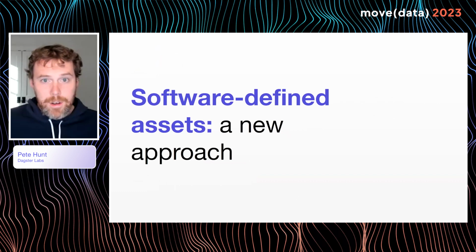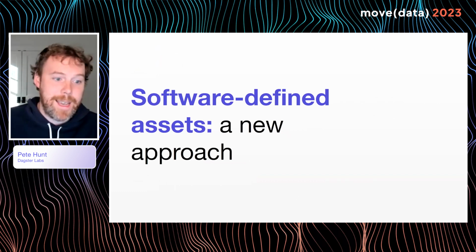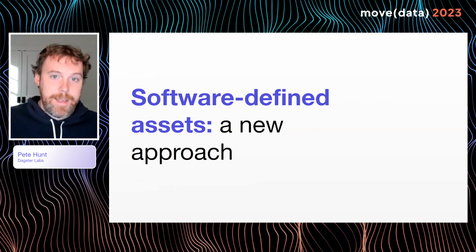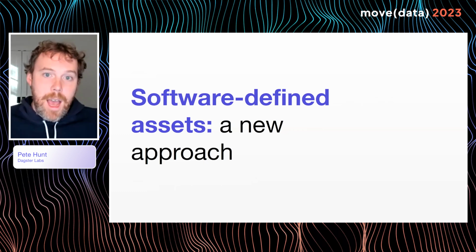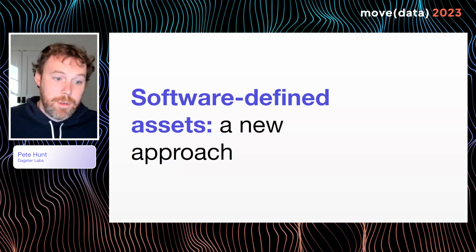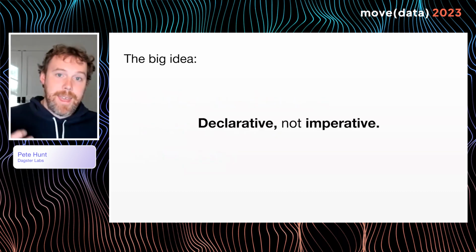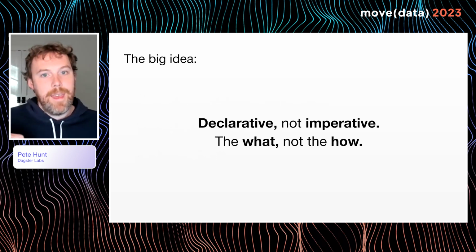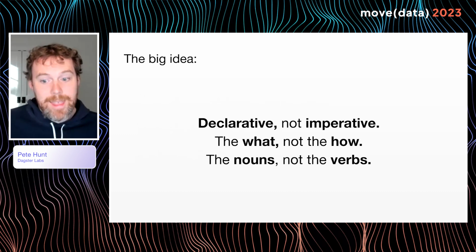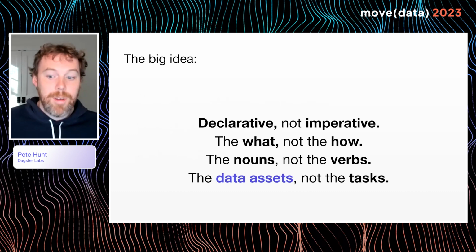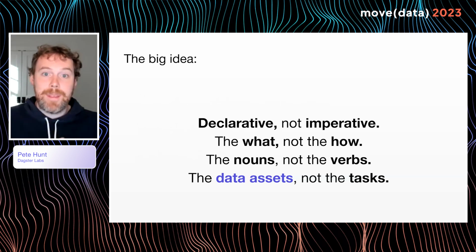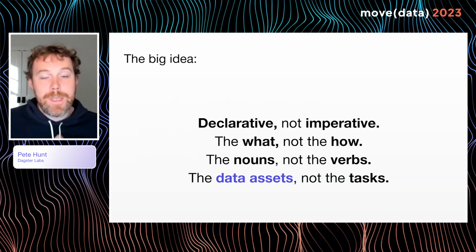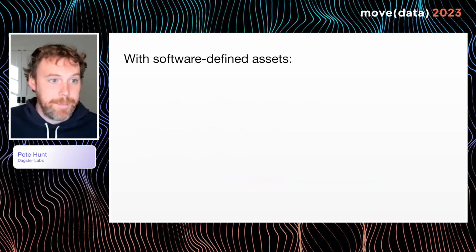So I'd like to present a new way of thinking about the problem that we call software-defined assets. And we really came up with this idea a year or two ago, and we've seen adoption throughout the industry, with Dagster and in other tools as well. So the big idea is to think about the problem declaratively, not imperatively. Said another way, think about the what, not the how, the nouns, not the verbs, or the data assets rather than the tasks. So thinking about the outputs, the thing that we're actually producing rather than the task that produces it, opens up a bunch of interesting and exciting possibilities.